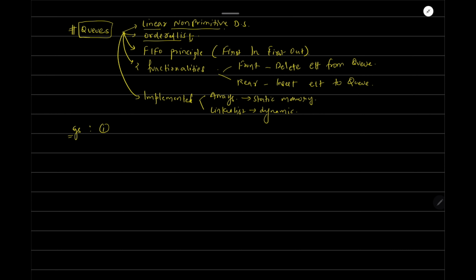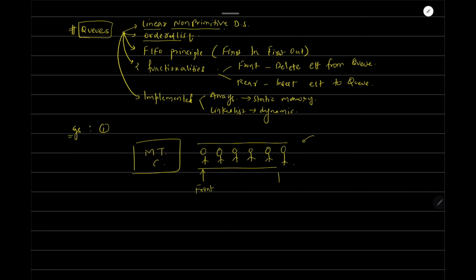First one, let's say there is a movie ticket counter. The movie ticket counter is present here, and this is how every person will be standing. So person 1, person 2, person 3, person 4, person 5. So there are 5 persons. If a sixth person wants to enter, he will be added from here. In a queue, this is known as the front of the queue. This is the rear of the queue. If any new person wants to come, he will come at the rear of the queue.